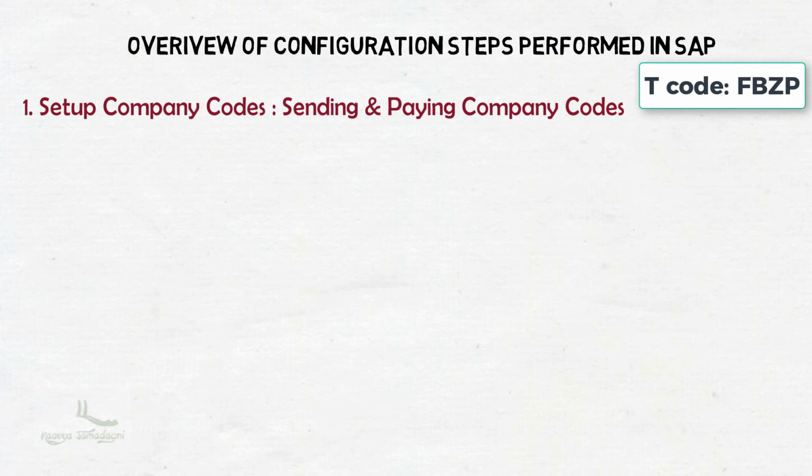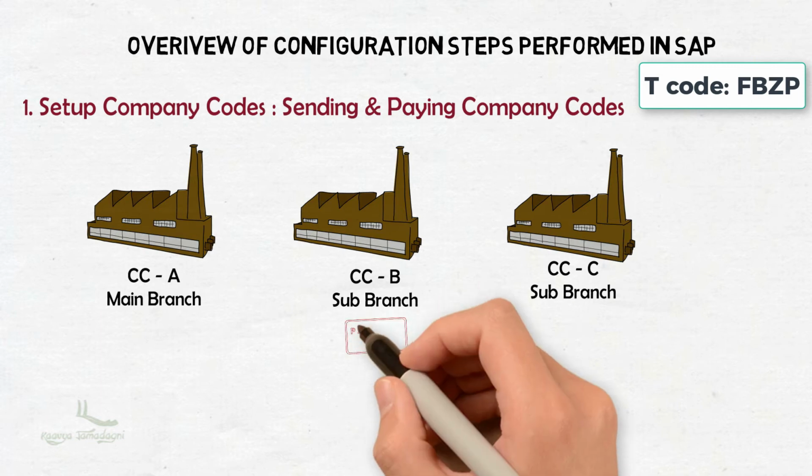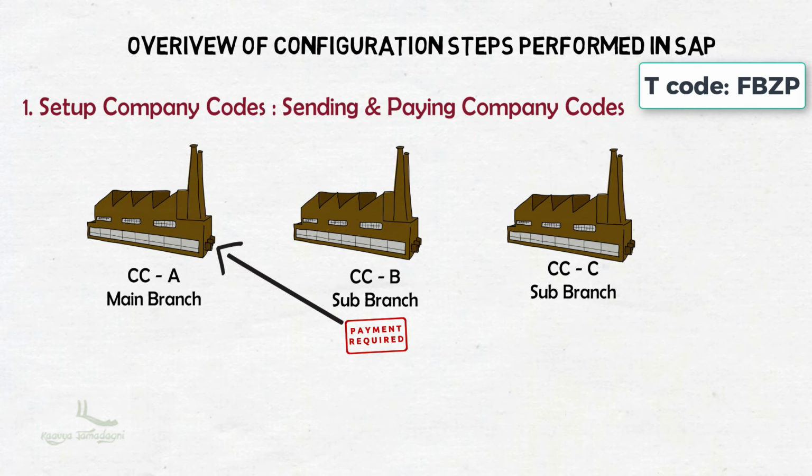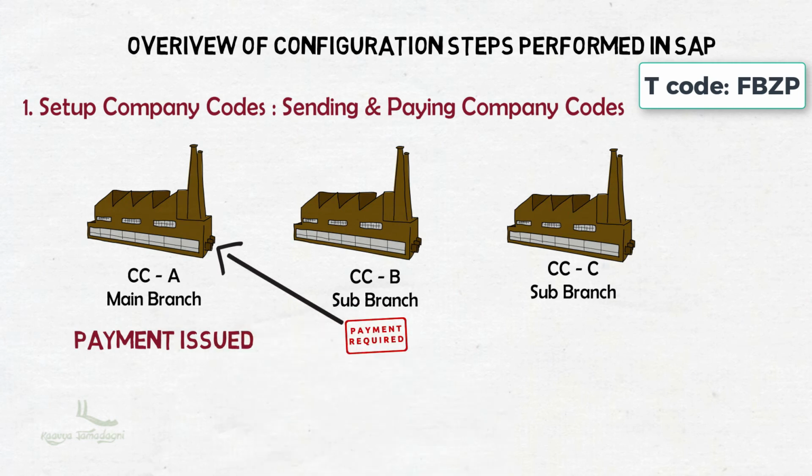To understand about the sending company code and the paying company code, let me give you an example. See, in the example, let's say I have three company codes, that is A, B and C. A is the main branch and B and C are the sub-branches. The sub-branches B and C do not have the authorizations for making the payments. So what they'll do is, they'll just send all the information to main branch A and then the main branch A will make the payments.